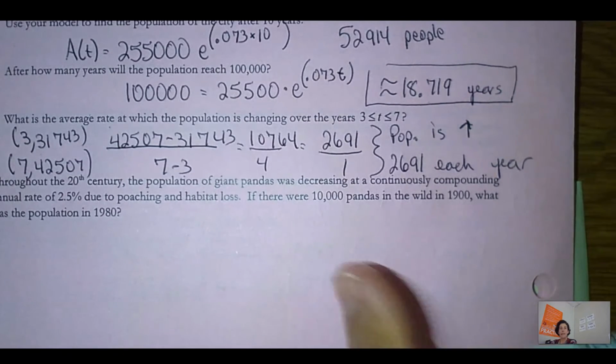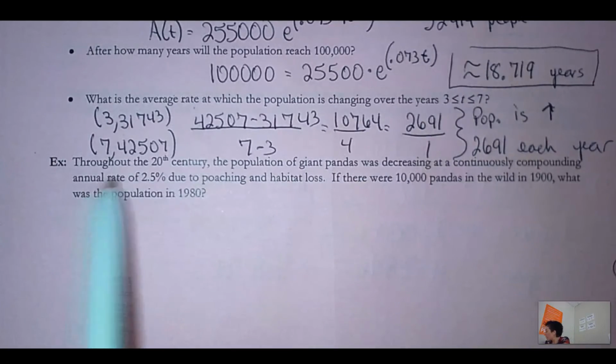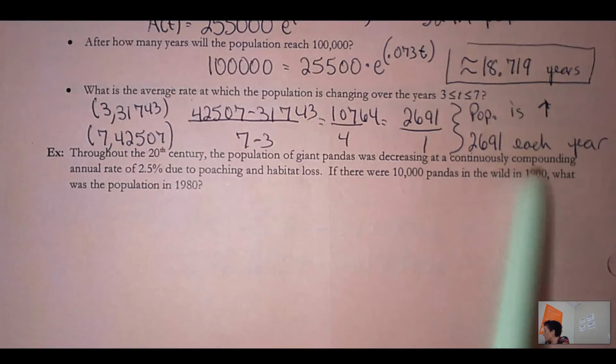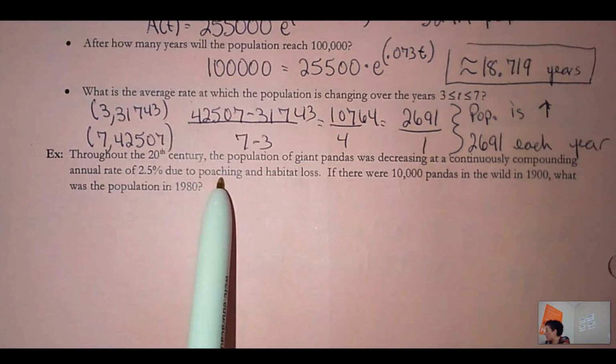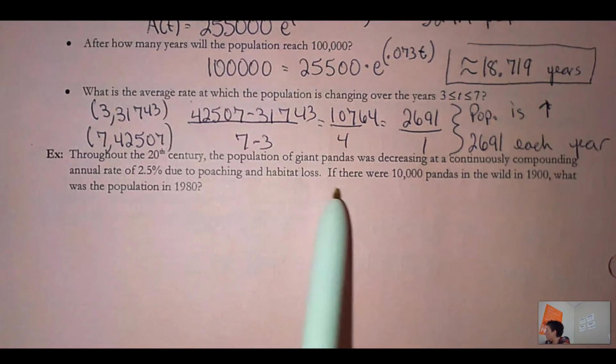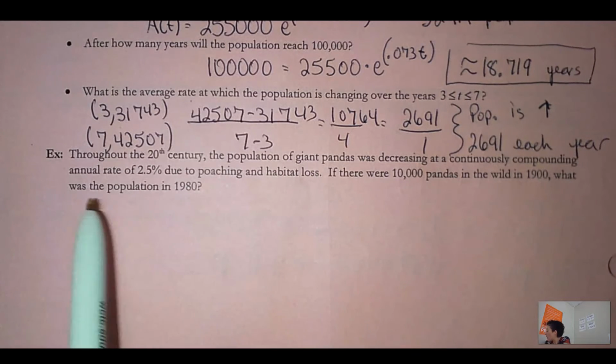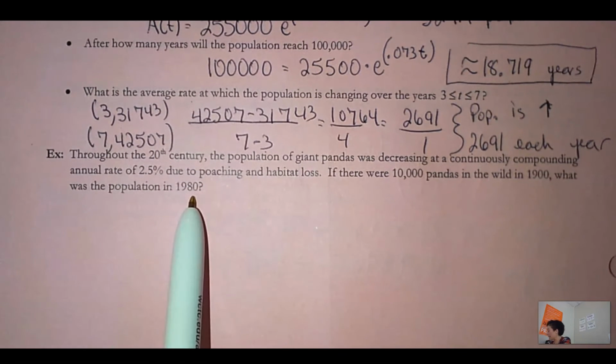All right, last question and then we're done. So throughout the 20th century, the population of giant pandas was decreasing at a continuously compounding rate of 2.5% due to the poaching and habitat loss. So if there were 10,000 pandas in the wild in 1900, what was the population in 1980?